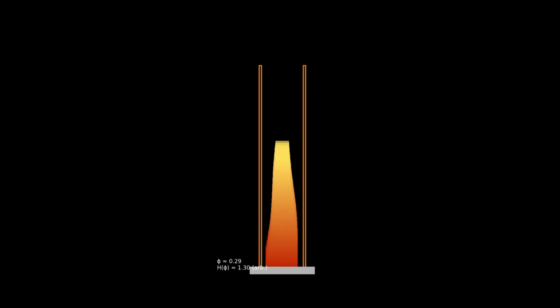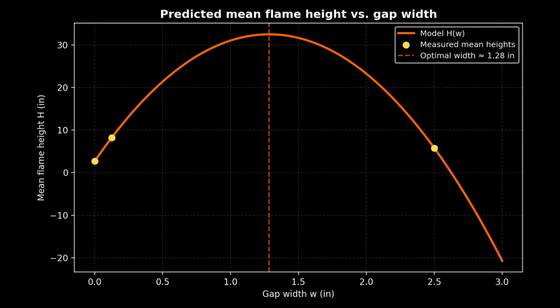The data shows at small gaps the swirl is weak and the flame is short and puffy. At an intermediate gap near phi star, swirl is strong, the hot core is compressed, and the flame shoots up into a tall, tight column. At very large gaps, we lose confinement, the vortex breaks down, and the flame height drops again.